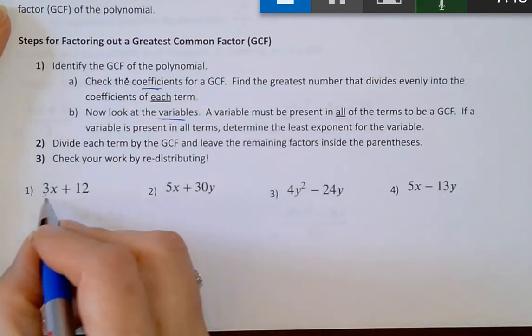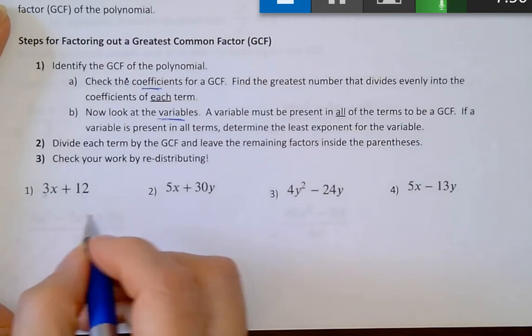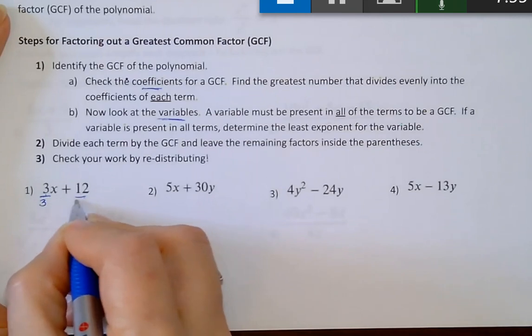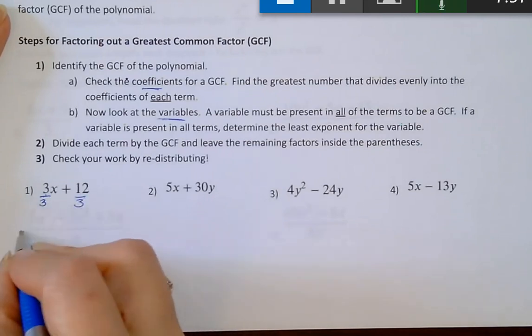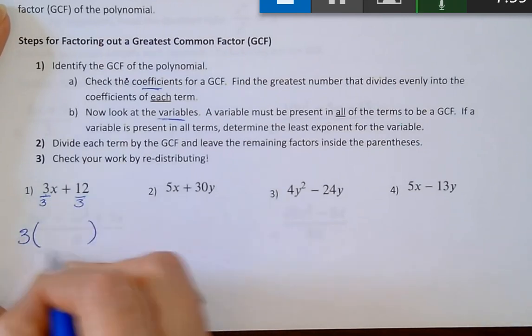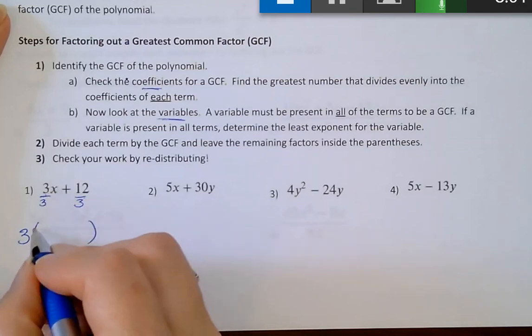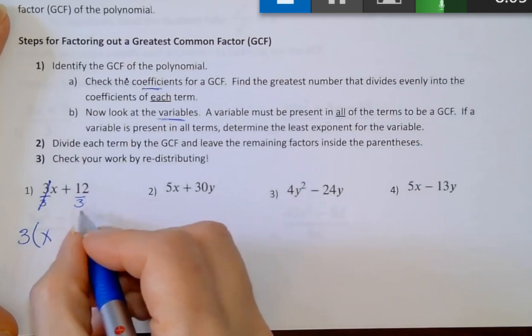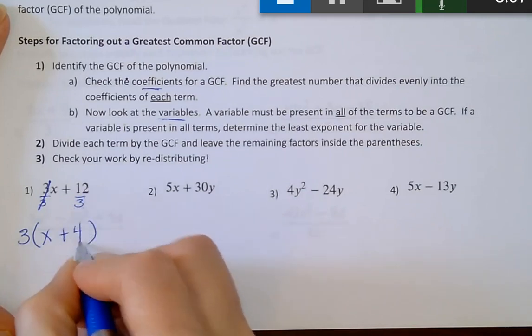Well, 3. 3 goes into both of those. So I'm going to pull 3 out. Okay, so you can imagine I'm dividing by 3 here. I'm pulling 3 out, so 3 is on the outside of the parentheses. What do I have left? 3x divided by 3, I ended up with just an x left. 12 divided by 3, I ended up with 4.